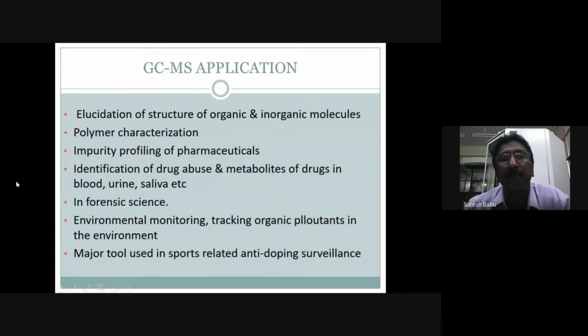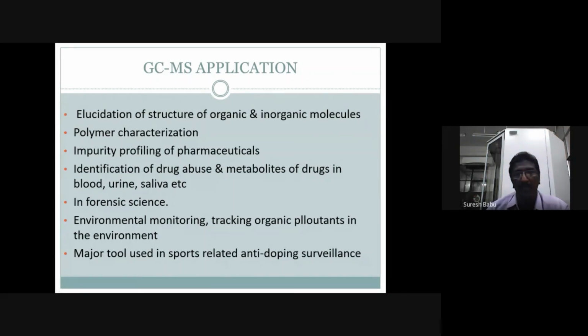The next slide is the application of the GCMS. It can be used for the elucidation of structure of organic and inorganic molecules. Actually, it is fingerprinting, with no need to depend on retention time, and it can be used for polymer characterization. Here pyrolysis takes place, so we can characterize the polymer, and also for impurity profiling of pharmaceuticals.